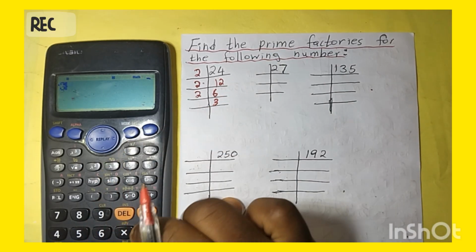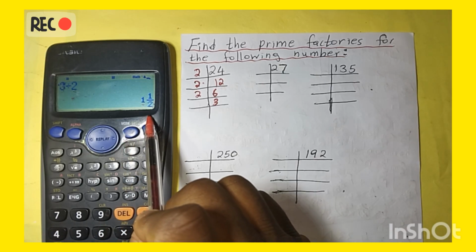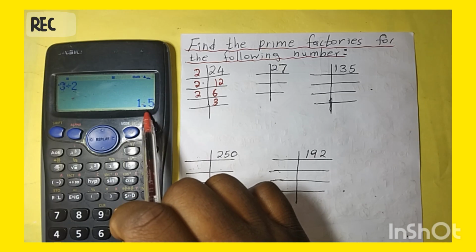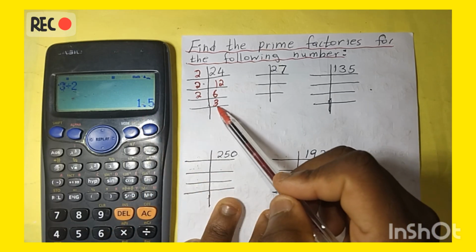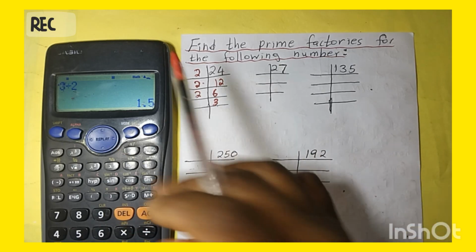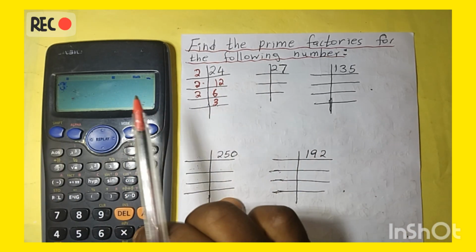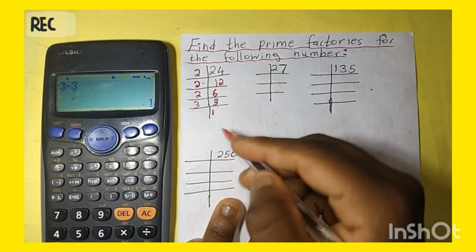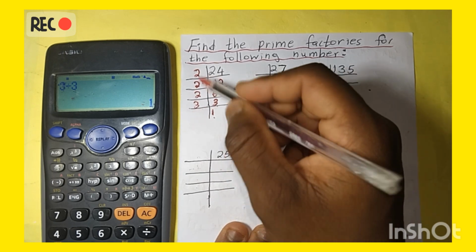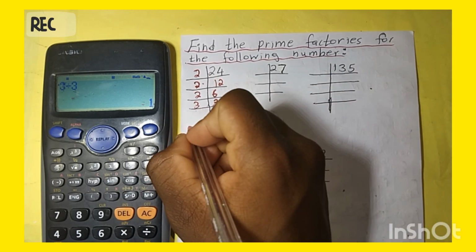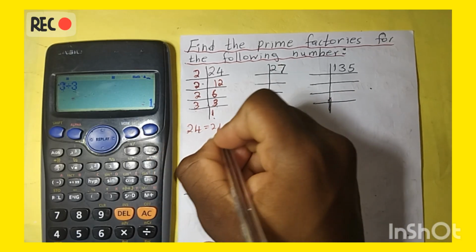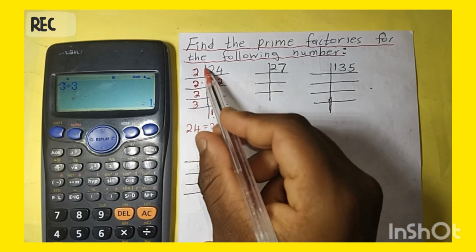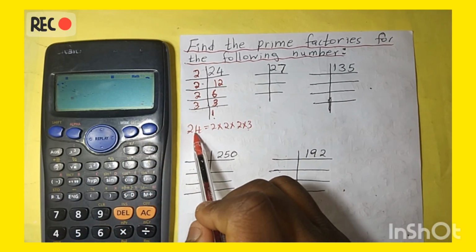And now let's say 3 divided by 2. Do you see that we get a fraction, which is also a decimal? So the moment you get a decimal or a fraction, it means you cannot divide by 2. So let's try the next number. We'll say 3 divided by 3 now. If I divide it by 3, I'll get 1. The moment you reach 1, it means all those numbers are the prime factors. So you list your prime factors of 24. It is 2 times 2 times 2 times 3. When you multiply all of these, it will still give you 24.